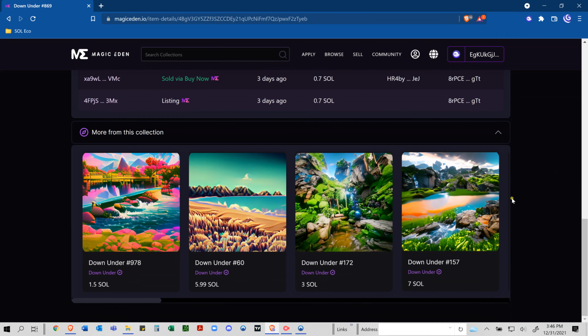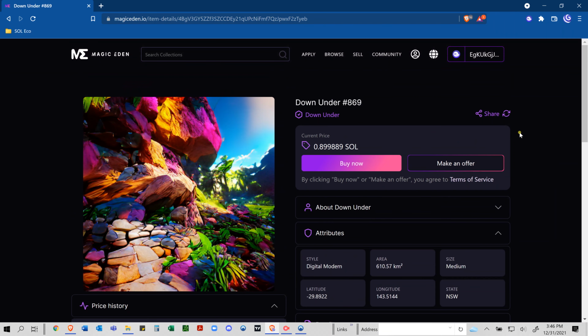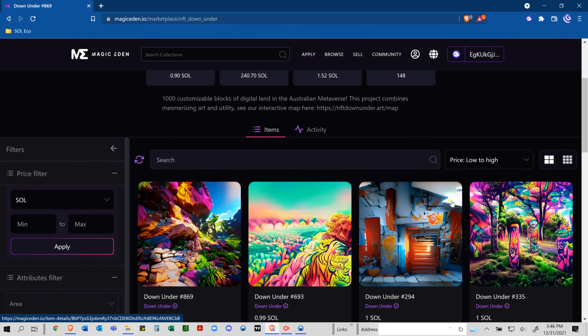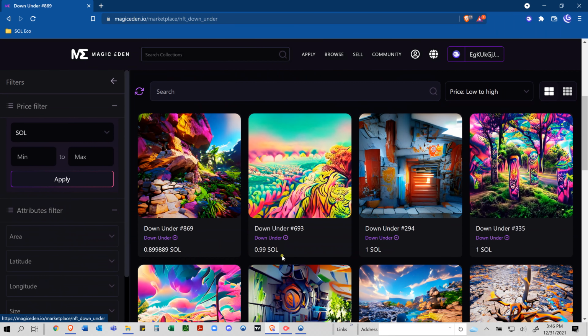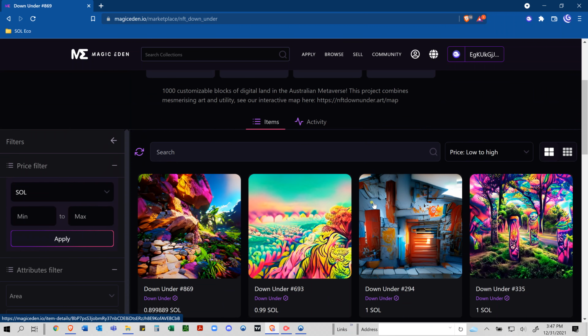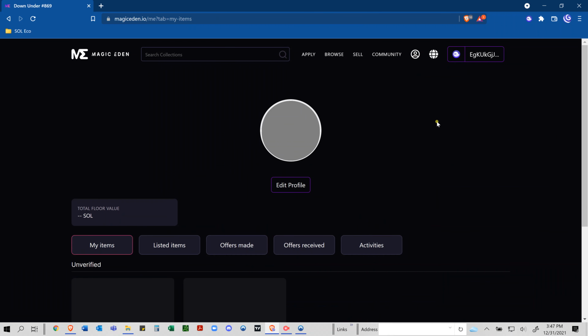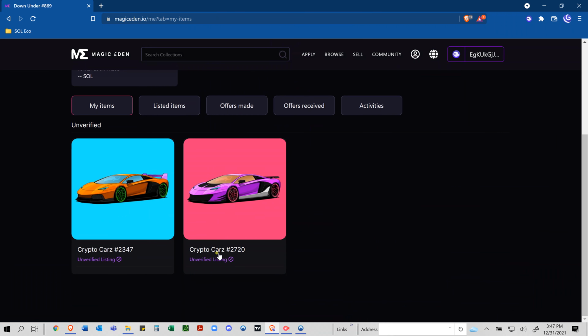The attributes, listing history, all that. More from the collection. Really, really similar. And if it has this little check mark here on Magic Eden, it is a verified collection, so pay attention to that. Browse, sell, look at your wallet. Let's look at my items on here.